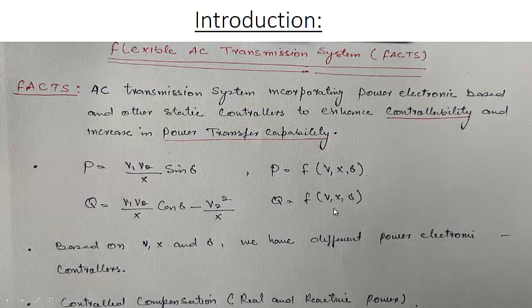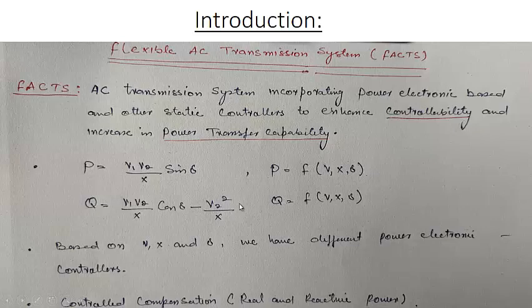Similarly, Q is a function of all the three parameters, but it is more or less a strong function of the voltage itself. Why am I using these two equations, or why did I introduce these two equations in the introductory lecture? It is because mainly we want the power transfer capability of the existing transmission line to increase, but by increasing the power transfer capability, or changing this P, this Q also automatically changes.